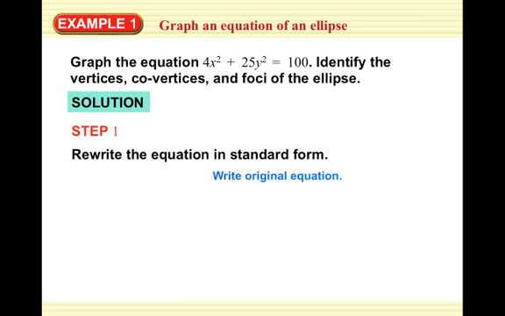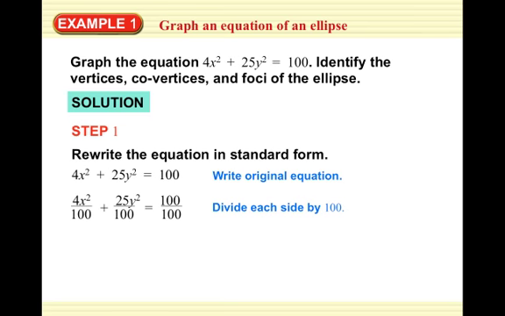So 4x squared plus 25y squared equals 100. And then let's put it in standard form. Standard form has 1 on the right-hand side. So the way we get 1 on the right-hand side is we divide both sides by whatever's there. So we're going to divide both sides by 100, which means we're going to need to reduce 4x squared over 100 plus 25y squared over 100, and then 100 over 100.